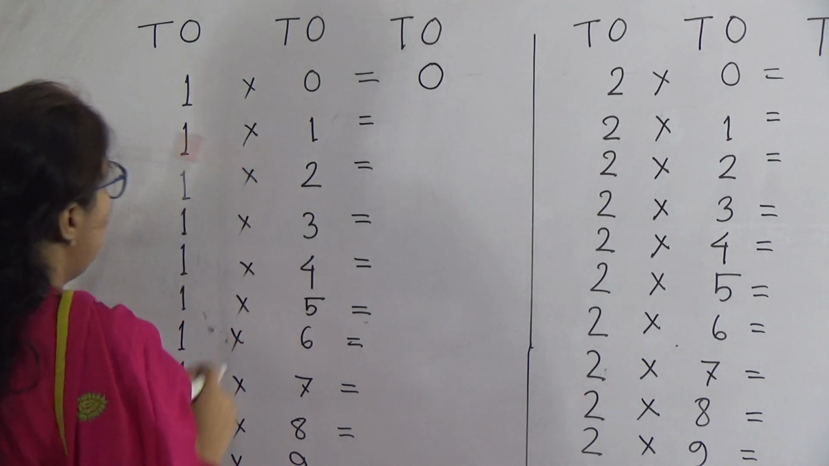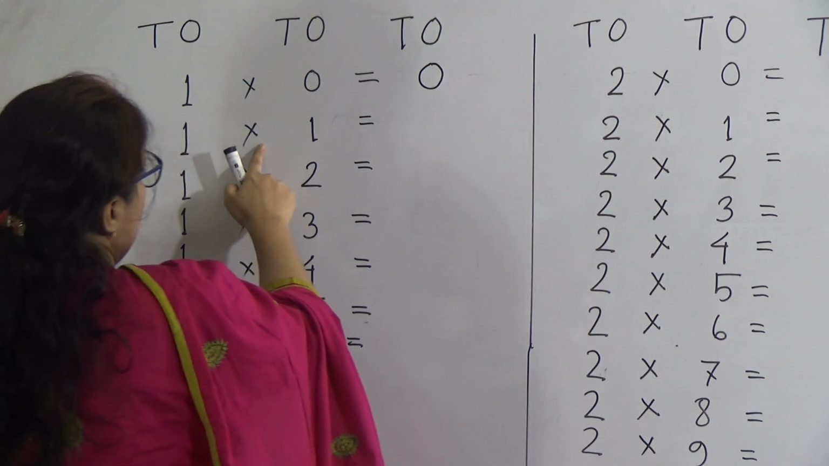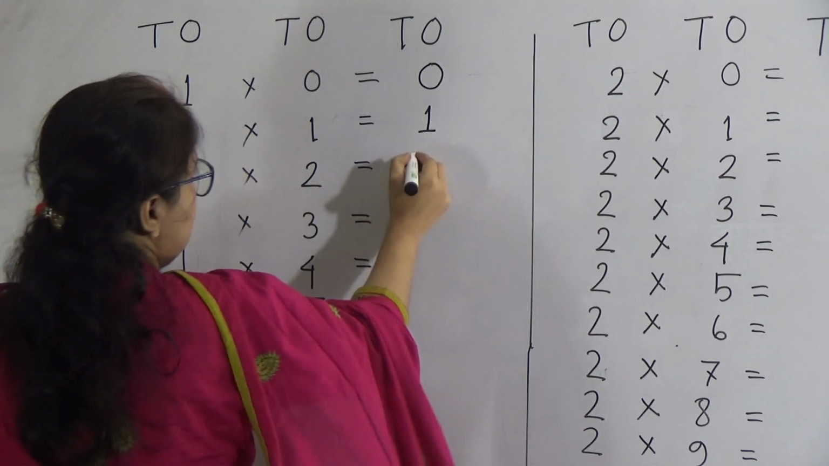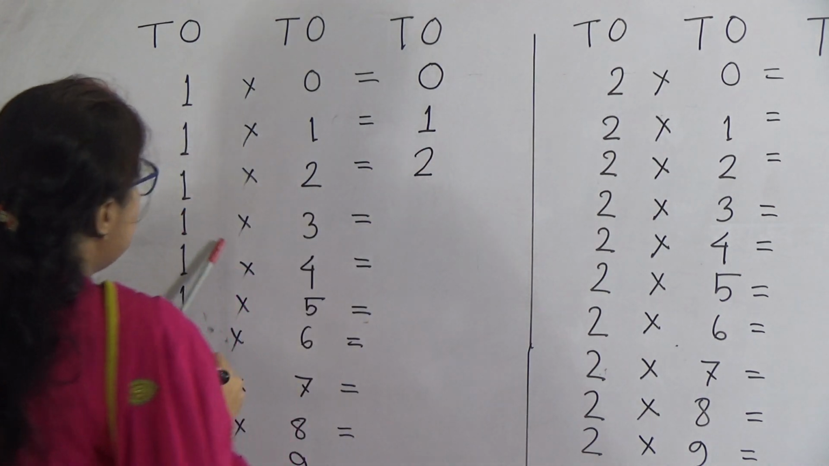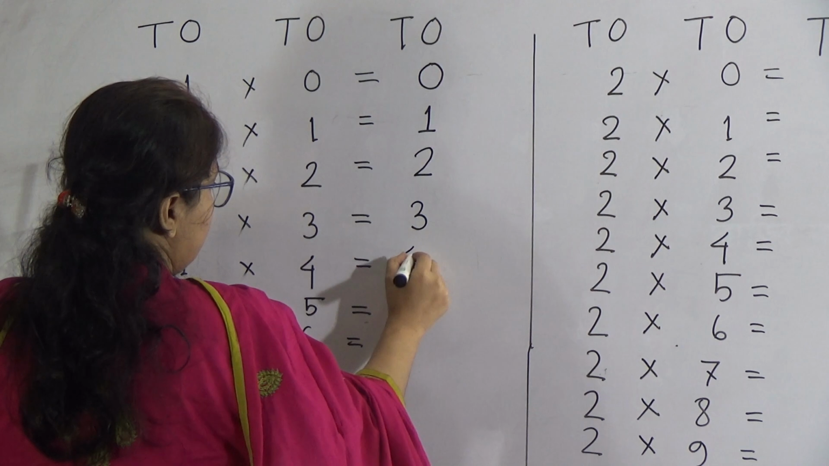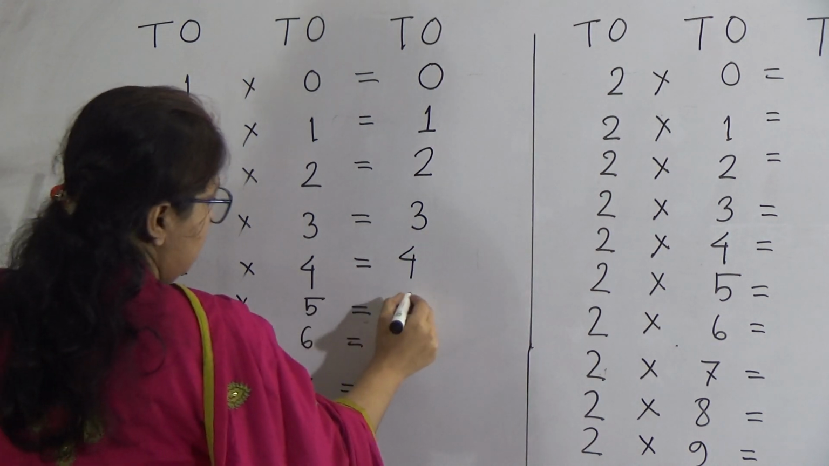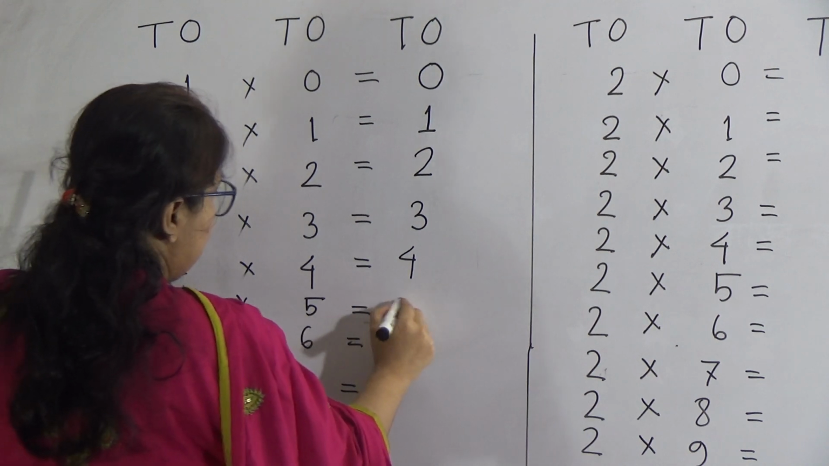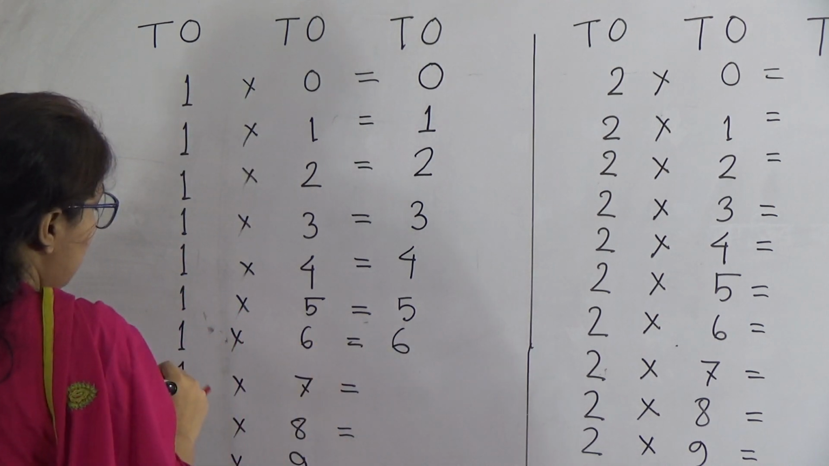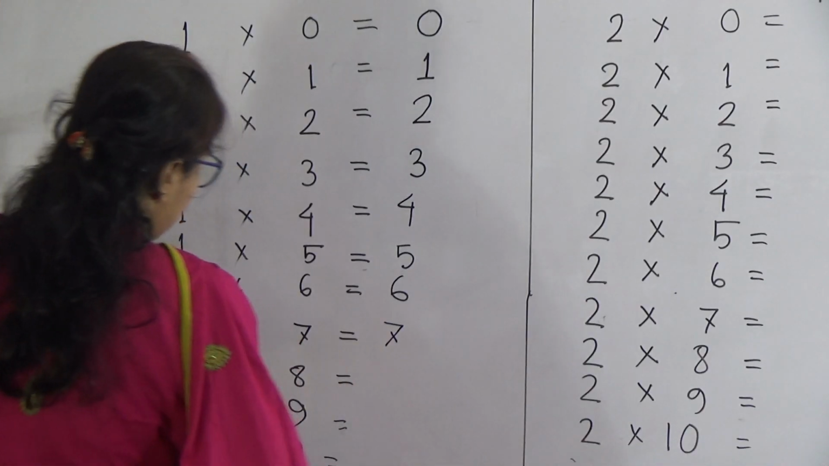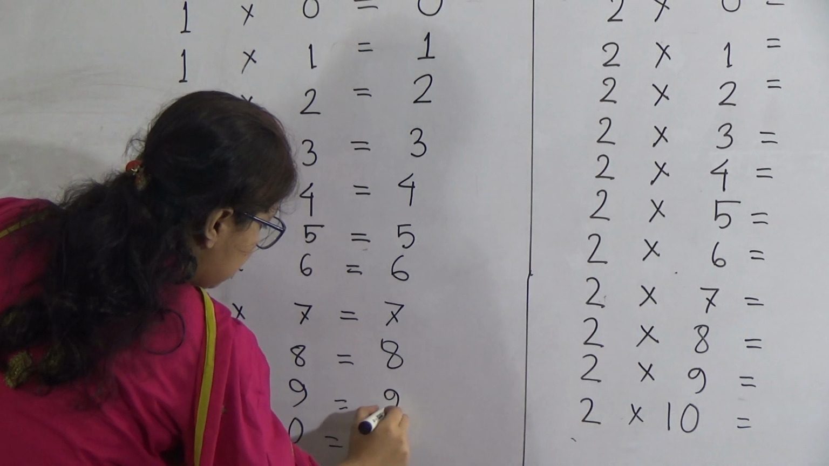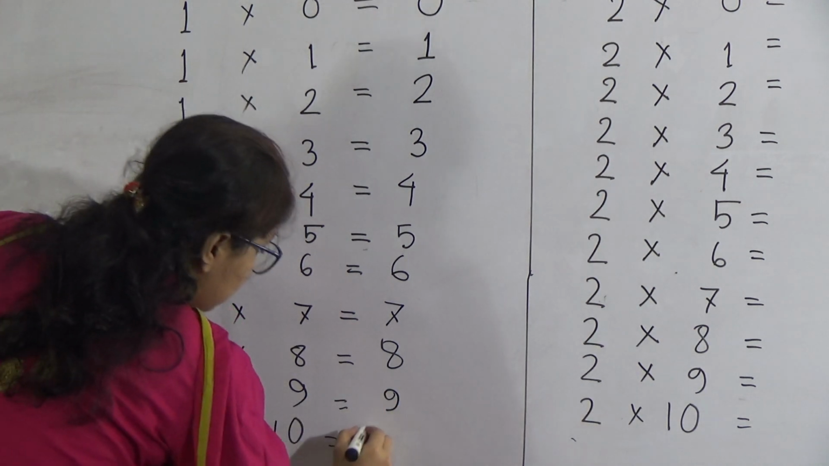1 one is 1. 1 times 2 is 2. 1 times 3 is 3. 1 times 4 is 4. 1 times 5 is 5. 1 times 6 is 6. 1 times 7 is 7. 1 times 8 is 8. 1 times 9 is 9. 1 times 10 is 10.